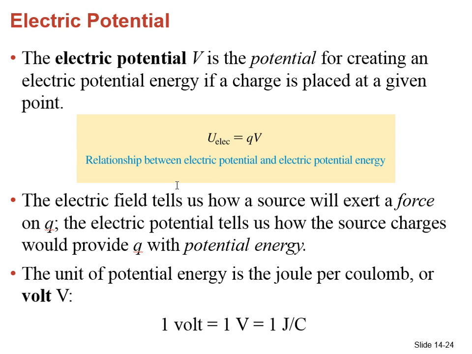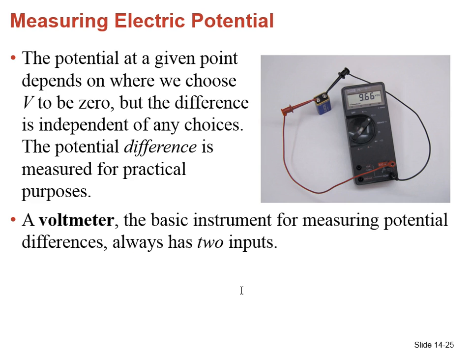All right, electric potential is the potential for creating electric potential energy. There's a formula. It's not on your formula chart. You really don't need to know that. However, the way that we do measure potential energy is joules per coulomb, which is the volt.